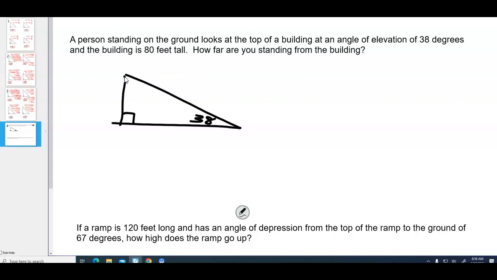Now, a person standing on the ground is right here, looking at the top of the building with an angle of elevation of 38 degrees. The building's 80 feet tall. How far are you standing from the building? I want you to translate that. If you were to measure how far you were standing from the building, would you measure to the base of the building? Or would you fly up to the top of the building?